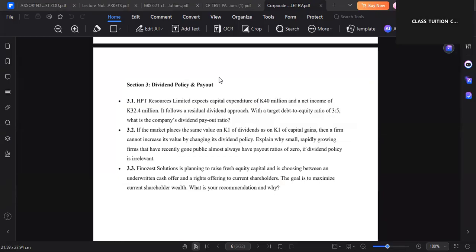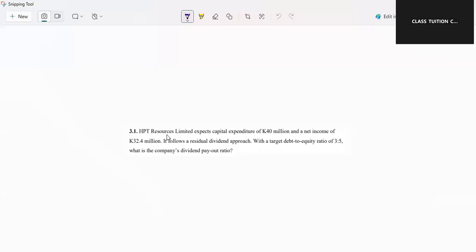So what are we given in this question? Number one, we're given that HPT expects a capital expenditure of 40. So this is our expected expenditure. And the net income of 32 million. We also have what we call the debt to equity ratio of 3 to 5. So this is where we are starting from.